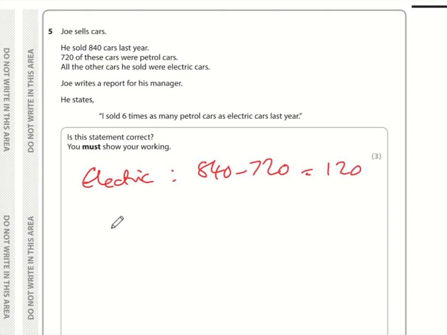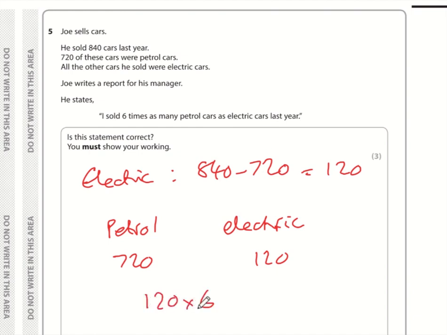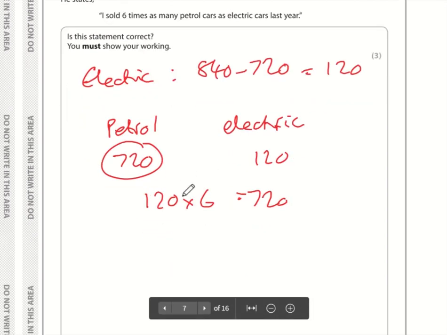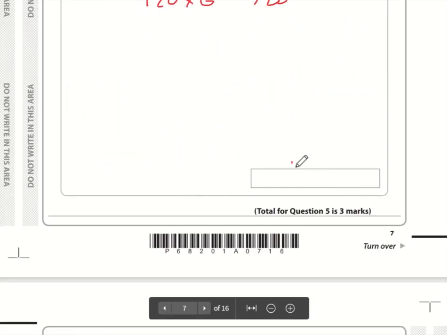Okay, so we know that petrol was 720, electric was 120, and he says he sold 6 times as many petrol cars as electric cars last year. Well, what is 6 times 120? 6 times 120 is 720, and he sold 720 petrol cars. So, is the statement correct? Yes, it is.